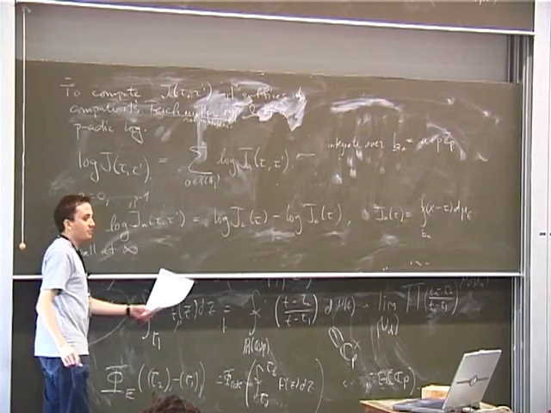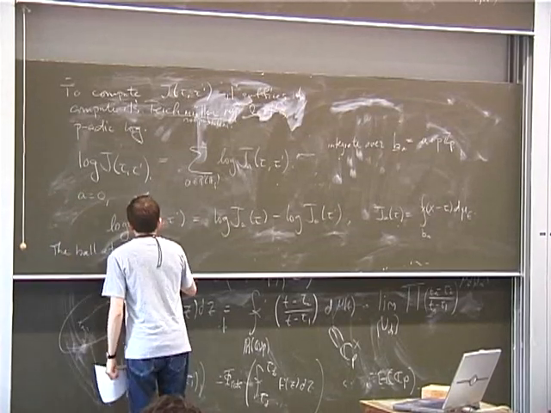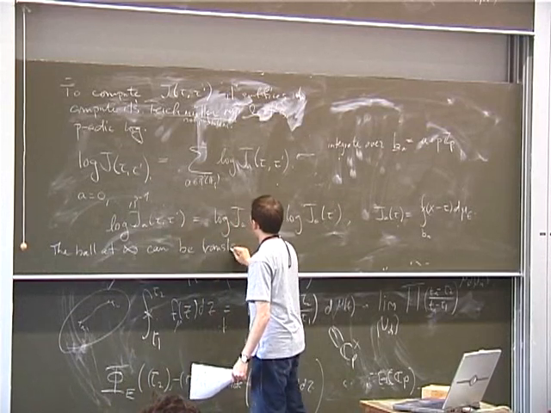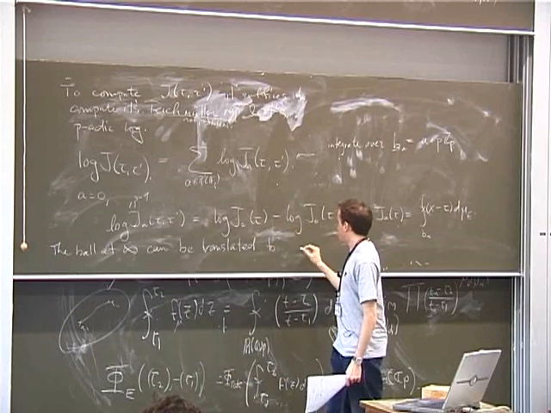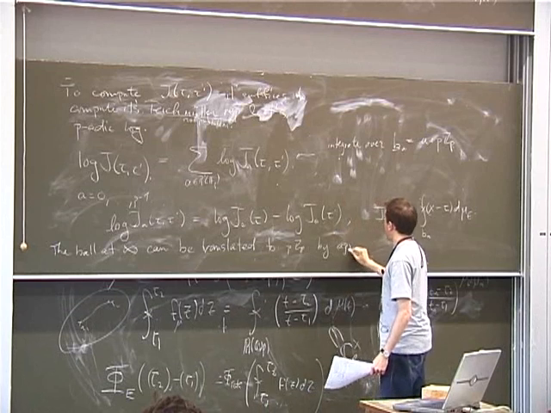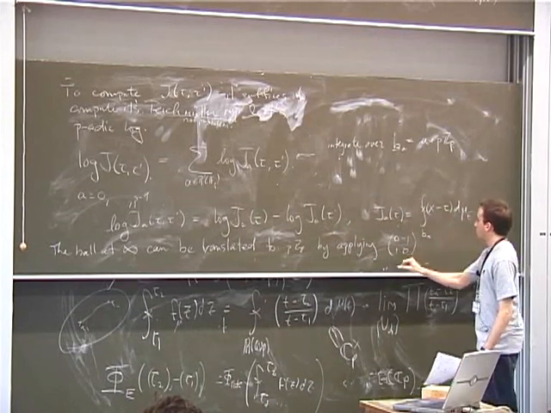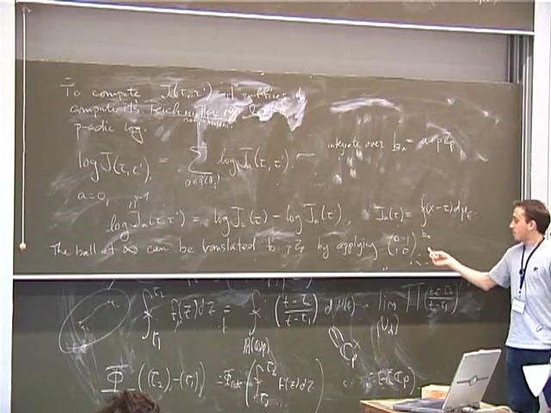the ball at infinity into the finite part of P1 by just applying the matrix 0, minus 1, 1, 0. Now you have two ways of thinking about this.